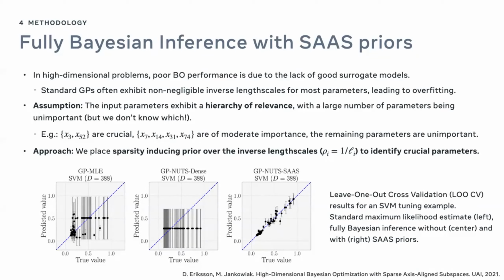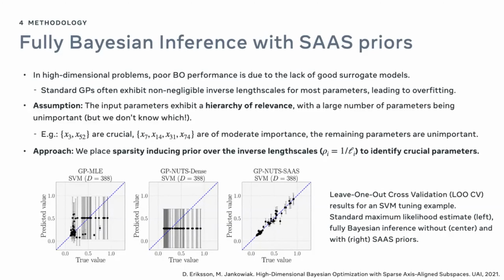And so the way we achieve this is by placing a sparsity-inducing prior over the inverse length scales in order to identify crucial parameters, and then use fully Bayesian inference. We use Hamiltonian Monte Carlo to estimate these parameters. The details here are not all that relevant for the rest of the talk, but I encourage you to take a look at David Eriksson, who's on my team, and his work on this in UAI from this year.